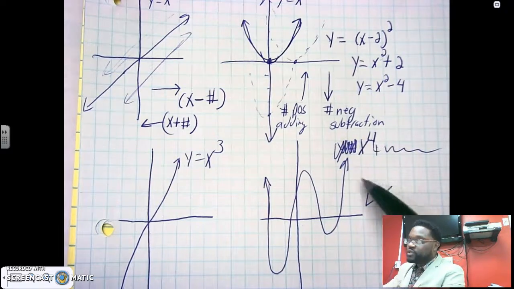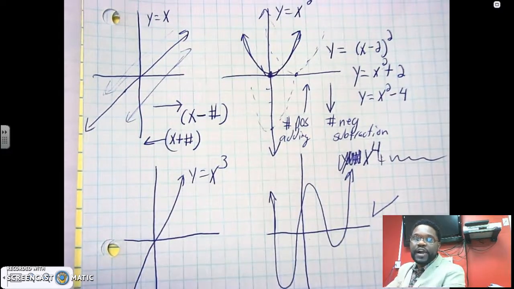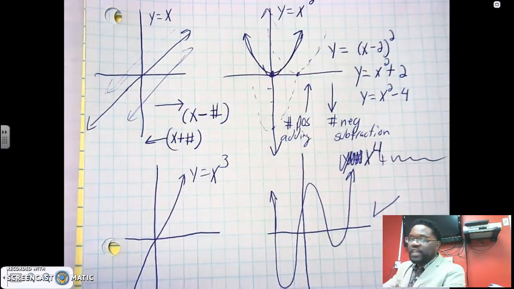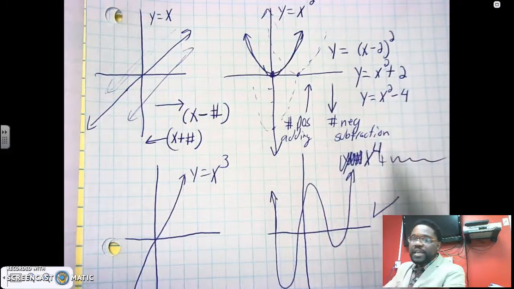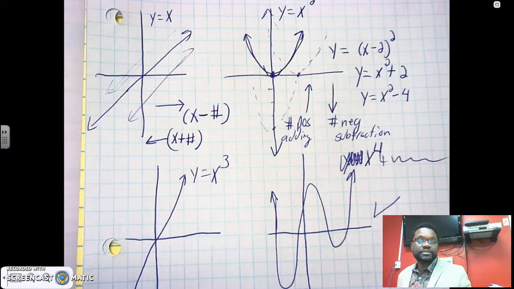So the first part of the notes is very simply talking about how to transform or move a graph to the left or to the right. Inside parentheses, it's going to move left or right horizontally. Outside parentheses, a number is going to make it go up and down. Both of those are instances of addition and subtraction. It's not multiplication that I'm talking about there.